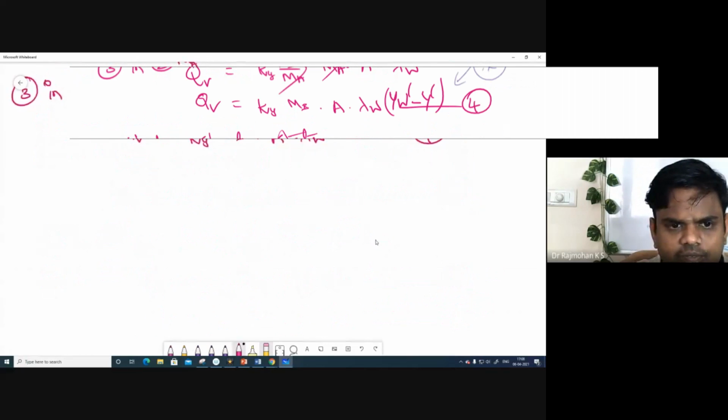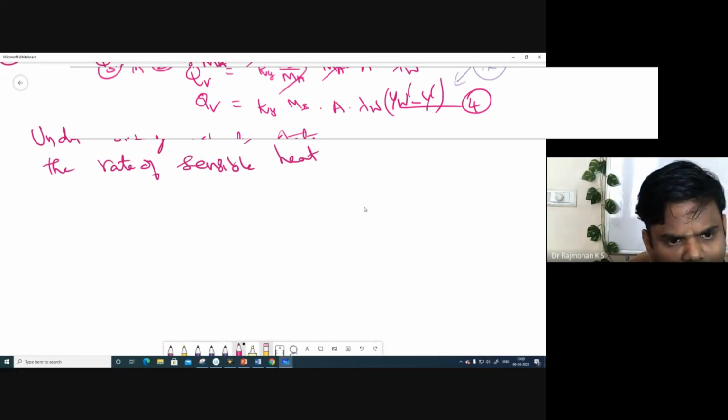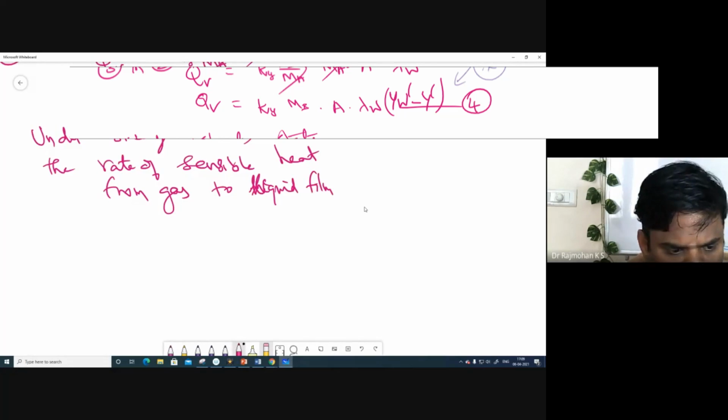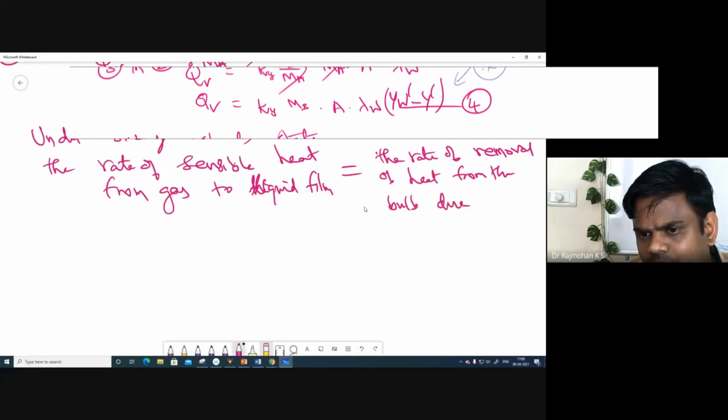Now we can say that under steady state conditions, the rate of sensible heat transfer from gas to liquid, or gas to wick, or the liquid film surrounding the thermometer, is equal to the rate of removal of heat from the bulb due to vaporization. So this is the basis.